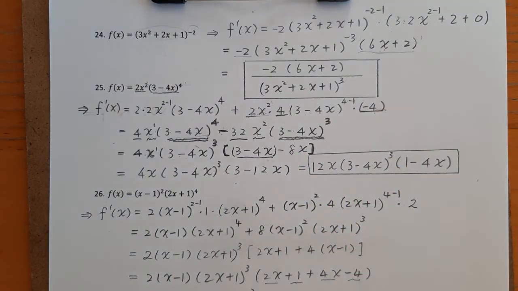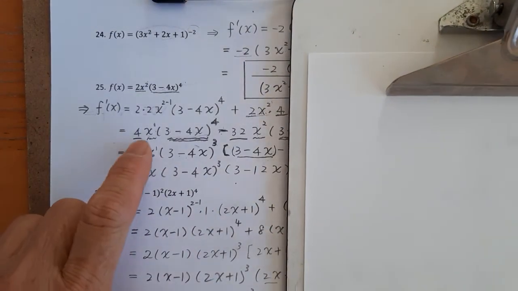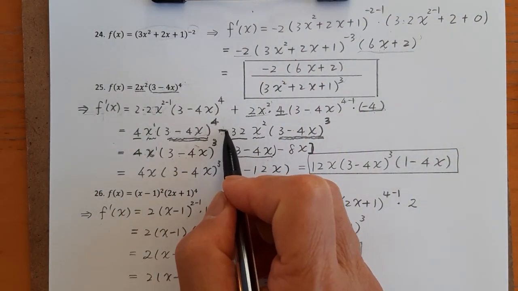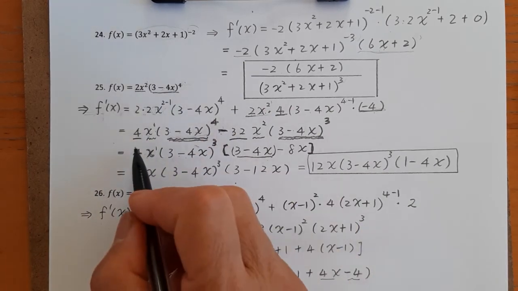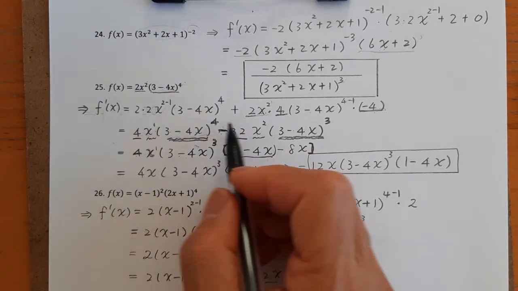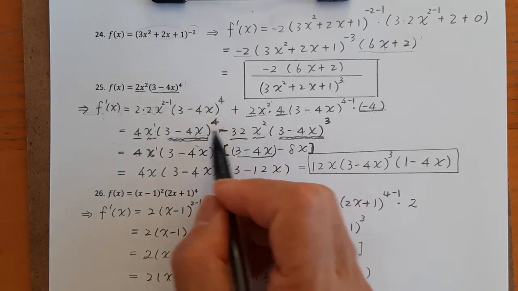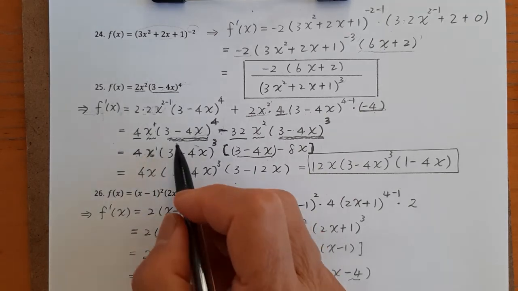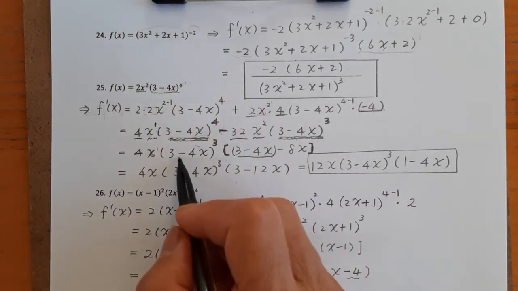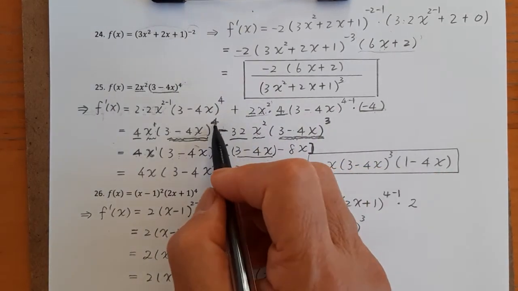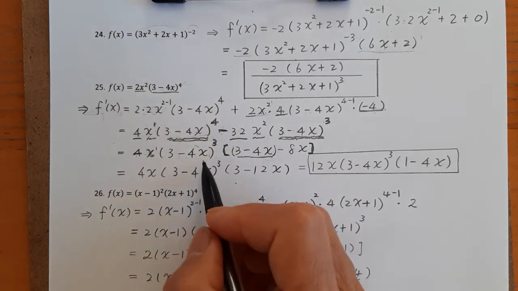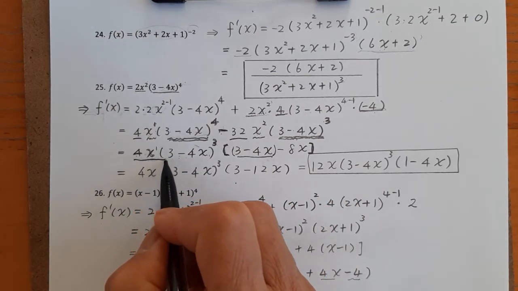Let me write it down. This one, we have 4 and 32. The greatest common factor is 4, take it out. x and x squared, pick up x to the power 1, the lowest exponent. The two have the same base, 3 minus 4x. Compare the exponents, 3 and 4. Pick up the lowest one, to the power 3. Factor this out.